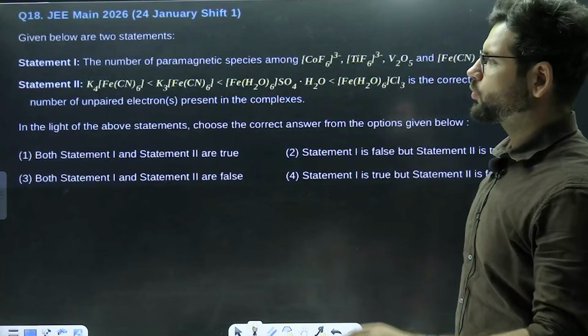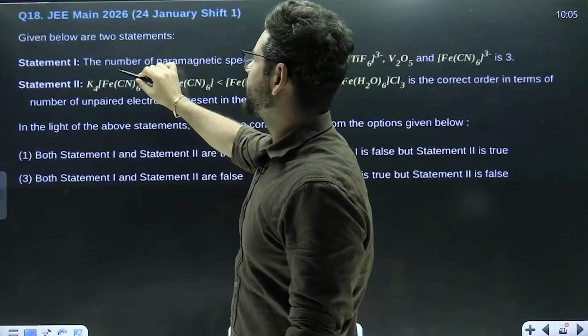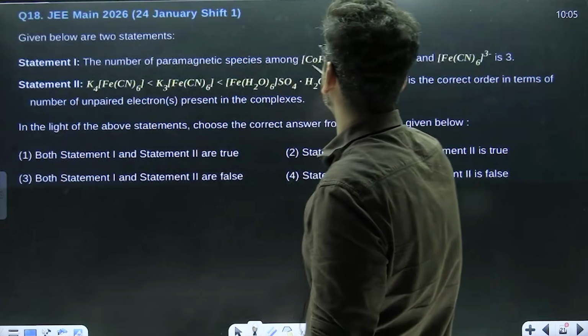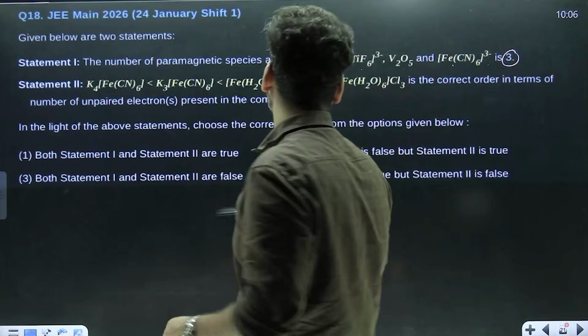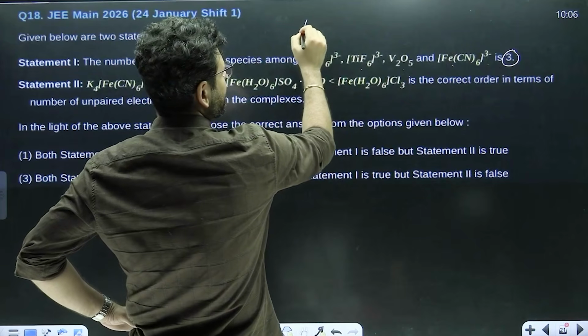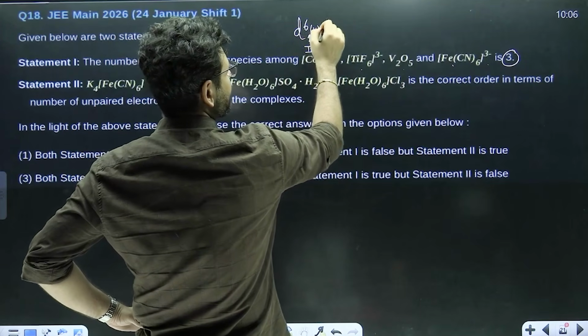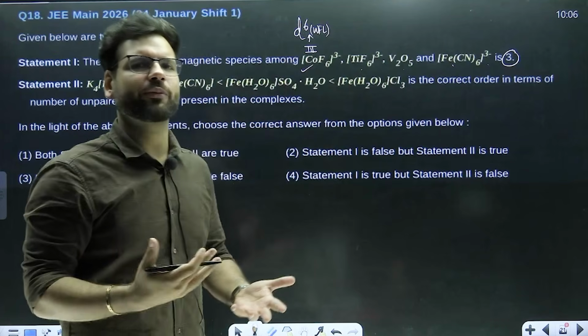We have two more questions here. Let's see the 18th one. 18th one says statement 1, the number of paramagnetic species among them is 3. Let us see. Cobalt plus 3 means d6 with weak field ligand. So yes, it is paramagnetic. You can see same questions only keep repeating. Similar types of questions only keep repeating.